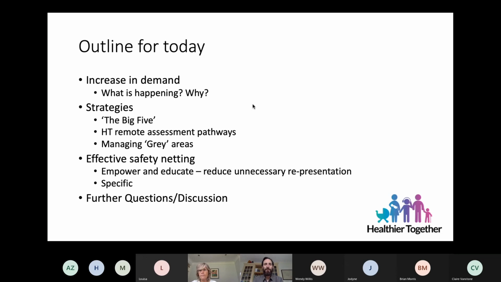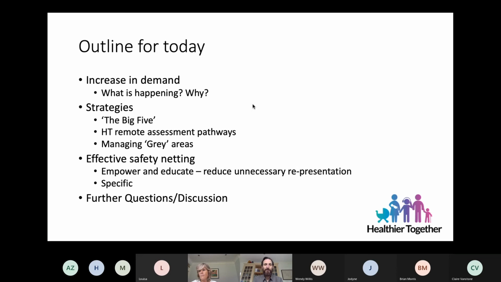So focusing on the big five, the common presentations, and managing them efficiently and effectively. Making use, of course, with my interest in the Healthier Together remote assessment pathways, of the tools available there to support your assessments. And talk a little bit about managing grey areas. And by that, I mean those slightly weaselly words that you can come up with that are a bit tricky, to make sure that the patient or the parent has the same understanding that you do, that you've got a reasonable assessment when all you can rely on is what they can tell you.